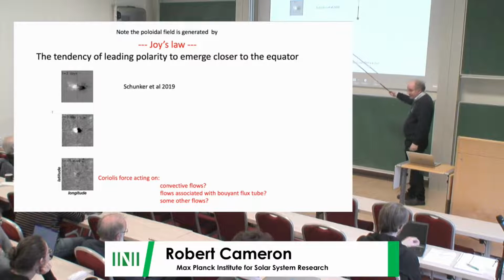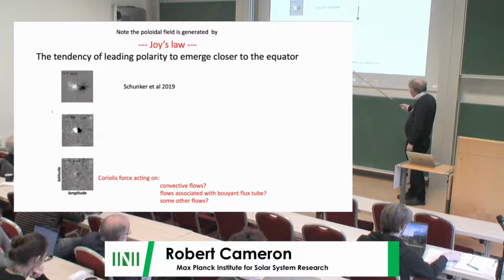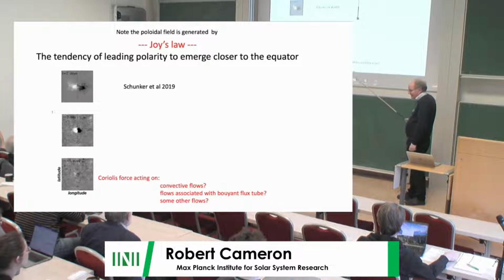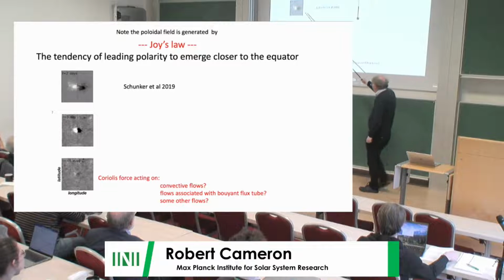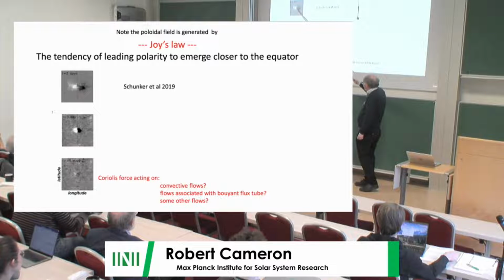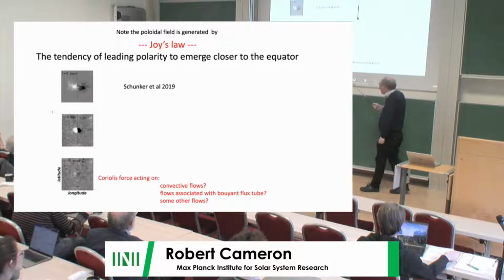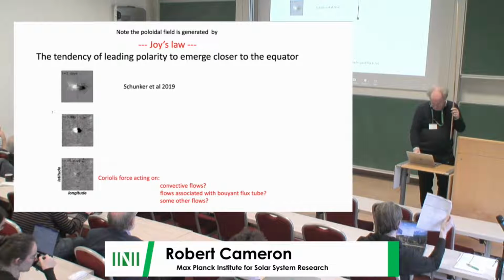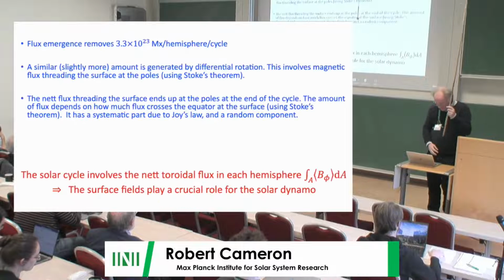The exact cause of this is unknown. It's clearly the Coriolis force, but it could be the Coriolis force acting on convective flows, flows associated with the buoyant rising tubes, or some other flows. We don't know. However, we observe this, and this is sufficient. Of course, it's extremely noisy, which is why some cycles have strong amplitudes and some cycles have weak amplitudes.